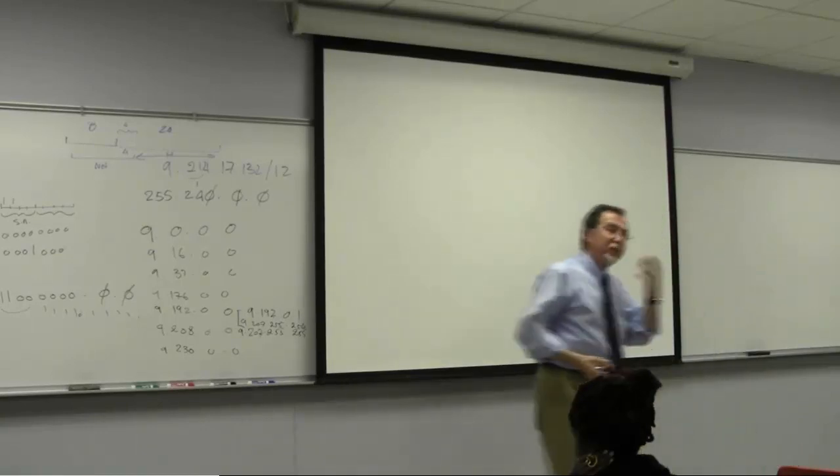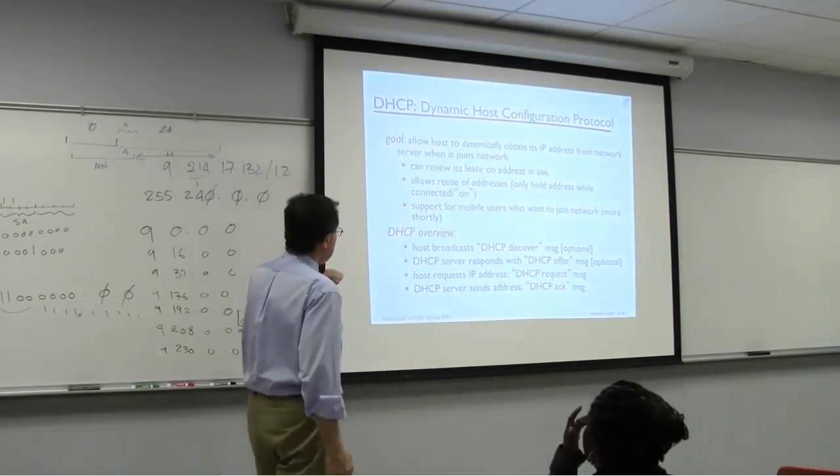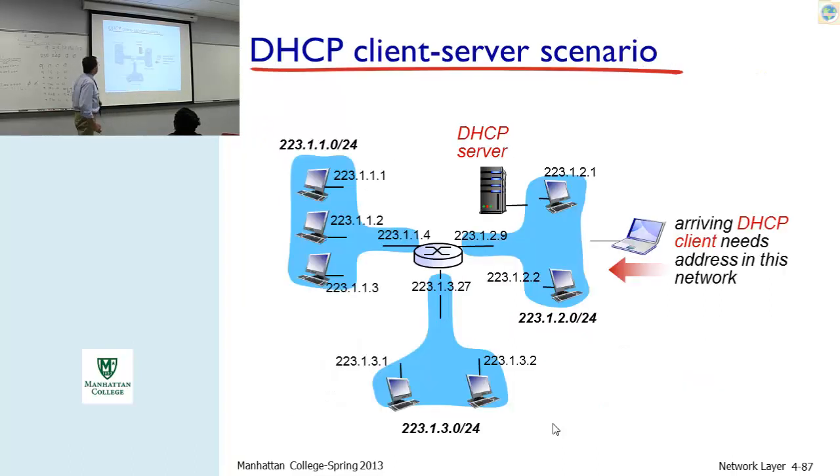Okay. Very, very intuitive. So the host broadcasts a DHCP Discover. Then the server does an offer, then you request, and then the server acknowledges that request, and then you are done. So that is very simple. Okay. So here is an example.